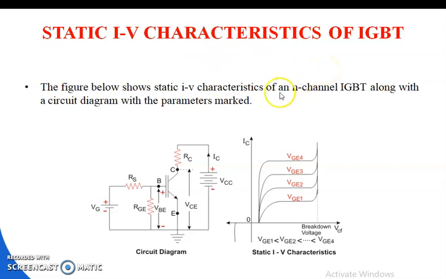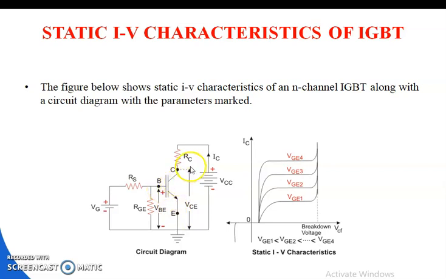The figure below shows the static VI characteristics of an N-channel IGBT along with a circuit diagram with the parameters marked. This one shows the circuit diagram of the IGBT, the insulated gate bipolar transistor. Here the IGBT is connected, and C is the collector terminal, E is the emitter terminal, and B is the base terminal, marked here.